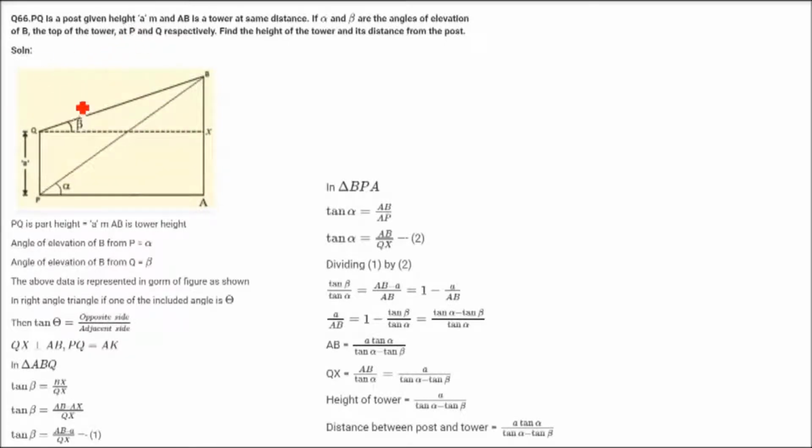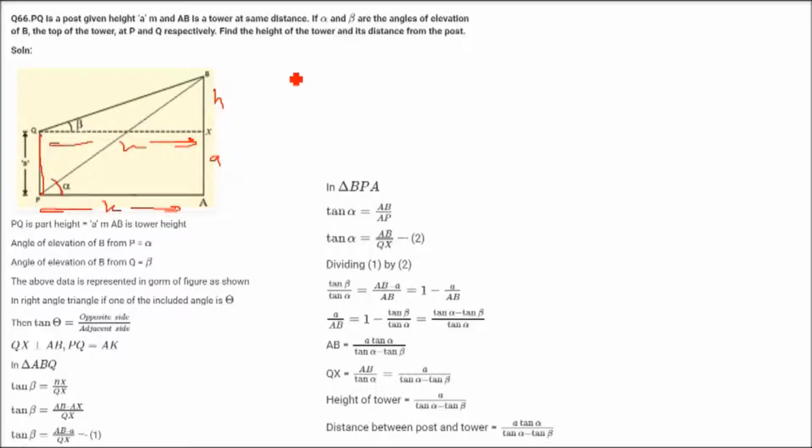PQ is a post of given height a meter, and AB is a tower at some distance. If alpha and beta are the angles of elevation of B from the top of the post, P and Q respectively. So P has alpha as the angle of elevation, and the angle of elevation from Q is beta. Find the height of the tower and the distance between the post. So the height of the tower, this will be A, this will be H. Let us assume it to be H. So this is X.